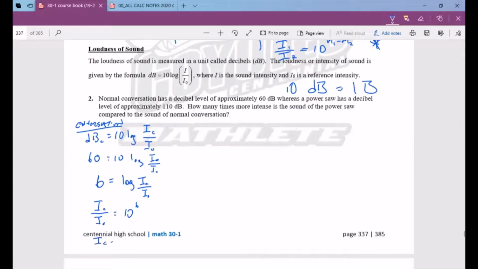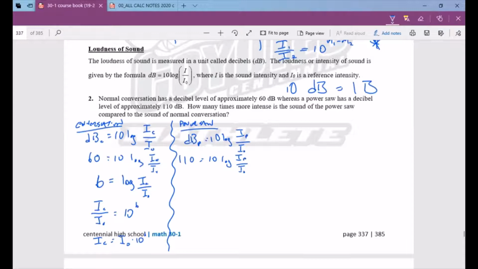And if we solve this for IC, this ends up being IC is equal to I naught times 10 to the 6. If we do the same thing for a power saw, we end up with decibels of our power saw is equal to 10 logarithm the intensity of the power saw over I naught. And we end up with 110 equals 10 log IP over I naught.